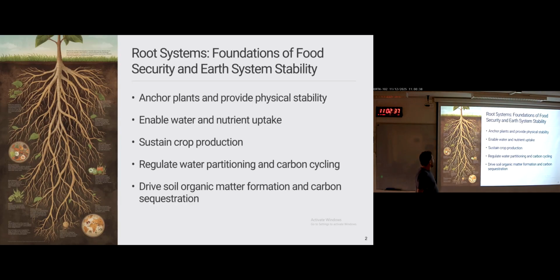Okay, so a short and maybe unnecessary introduction and motivation. I think it's quite clear to everybody that root systems are important, right? They provide physical stability to plants. They enable water and nutrient uptake. They sustain crop production. They are part of the water cycle, of course, the carbon cycle, and so on and so forth. So really, it is hard to overestimate the importance of roots in the ecosystem.